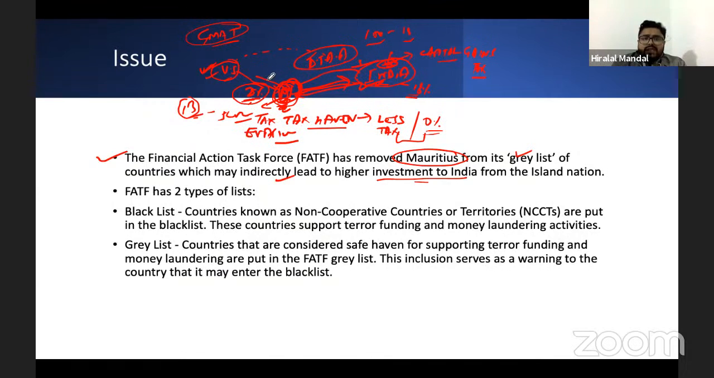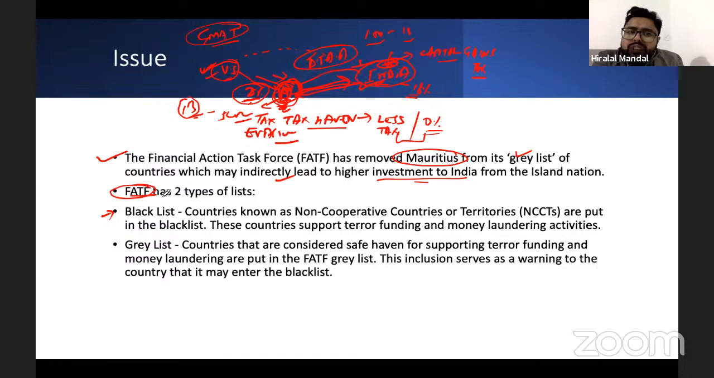And that's why the Financial Action Task Force has brought Mauritius into the gray list. Now, what is the gray list? So there are two lists. The Financial Action Task Force is an organization engaged in controlling terror financing, and controlling the money which is used for money laundering. These are the important functions of the Financial Action Task Force. We'll discuss it in a few minutes.